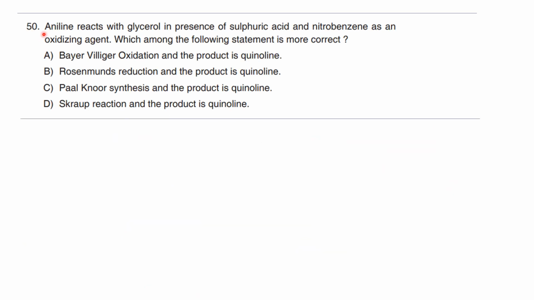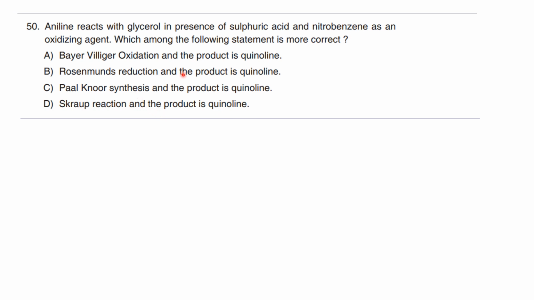So the last question for this video is question number 50, in which it is given that aniline reacts with glycerol in presence of sulfuric acid and nitrobenzene as an oxidizing agent. So what is the product that is formed during this reaction, or which statement is more correct regarding this reaction? Option A is Baeyer-Villiger oxidation and the product is quinoline. Option B is Rosenmund reduction and the product is quinoline. Option C is Paal-Knorr synthesis and the product is quinoline. Option D is Skraup's reaction and the product is quinoline.